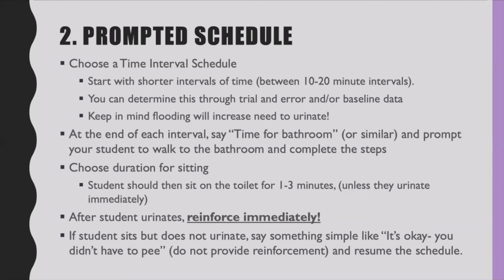At the end of each interval, say, "Time for bathroom," and prompt your student to walk to the bathroom and complete the needed steps. You'll need to choose a duration for sitting. Students should sit on the toilet for between 1 to 3 minutes unless they urinate immediately. After your student urinates, you want to reinforce right away. Remember, you're isolating reinforcers just for this behavior.